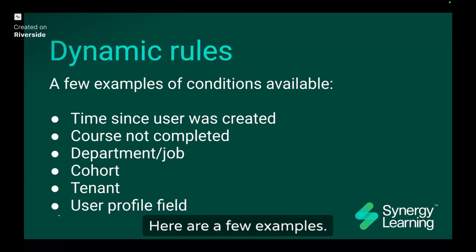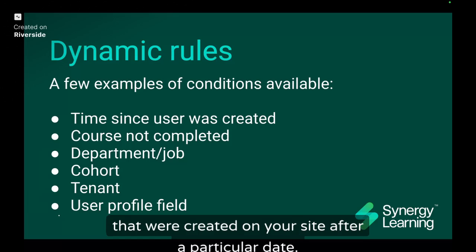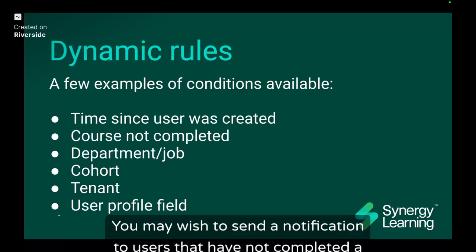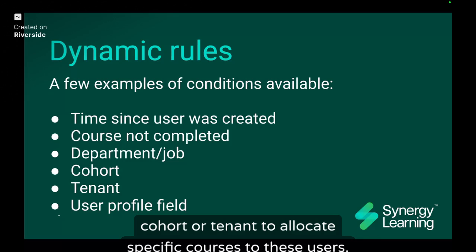Here are a few examples. You may have a new induction course that needs to be assigned to users that were created on your site after a particular date. You may wish to send a notification to users that have not completed a course. You can group users together by data fields such as department, job, cohort or tenant to allocate specific courses to these users.